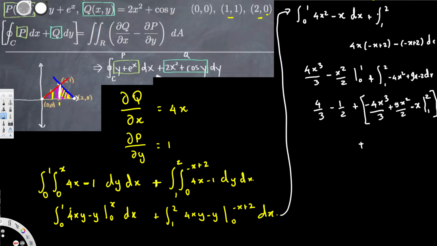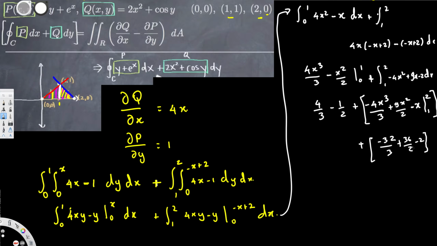If we plug 2, this is going to be 2 cubed. 2 cubed is going to be 8. 8 times negative 4, that's going to be negative 32. Okay, negative 32 divided by 3. And then if we plug 2, this is going to be 2 squared, that's going to be 4. 4 times 9, that's going to be 36. 36 divided by 2. And here if we plug 2, this is going to be just negative 2.